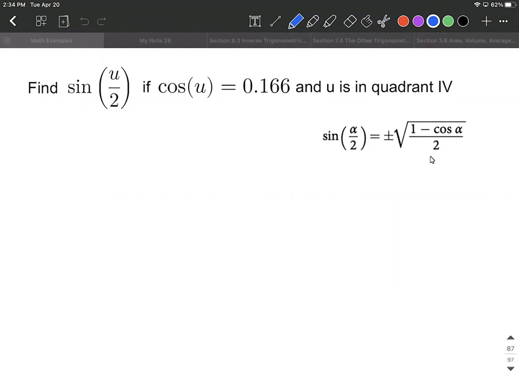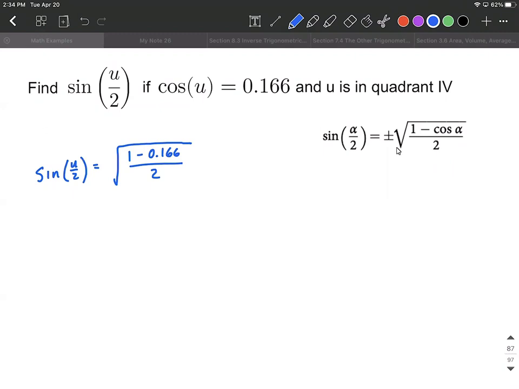As we get going on this, it's pretty nice that they gave us cosine of u from the very beginning. So to get sine of u over 2, we just need to plug into this formula. For the time being, I'm going to leave the plus or minus out in front. We'll discuss if it's going to be positive or negative in just a second. So I simply substituted the given cosine value into our formula.